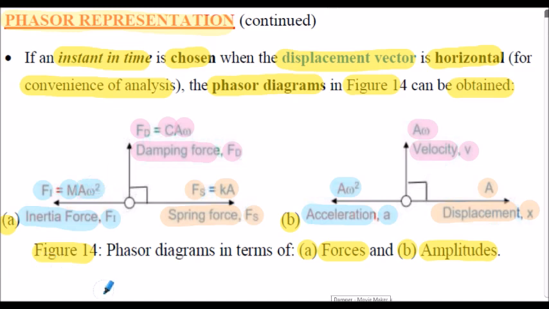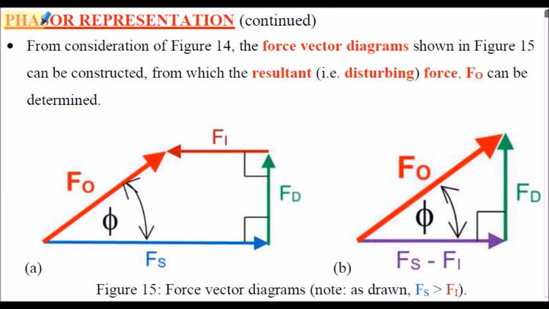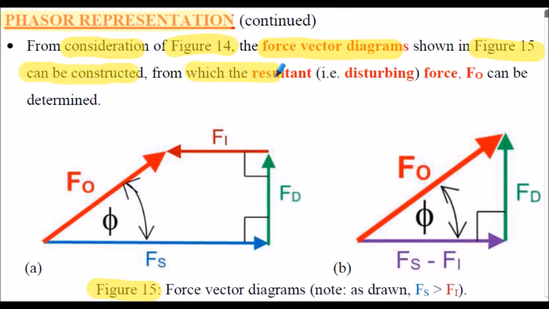So now what we essentially have in figure 14a is a vector diagram at this particular instant in time. So we can use this diagram to help draw a force vector diagram from where we can determine the disturbing force F0. That process is shown on the next slide. Phasor representation continued. So from consideration of figure 14 on the previous slide, the force vector diagram shown in figure 15, shown here, can be constructed from which the resultant, that's the disturbing force F0, can be determined.